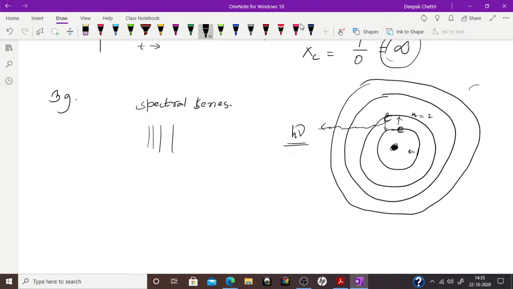So it can go to 2, come back. It can even go to 4, come back to 3, come back to 2, like that. Okay, it can take any path. It can come from 4 directly to 1 also. It can come from 4 to 3, 3 to 2, 2 to 1, like that. So the electron can jump back to 1 from 2, it can jump back to 1 from 3, from 4, from 5, right?